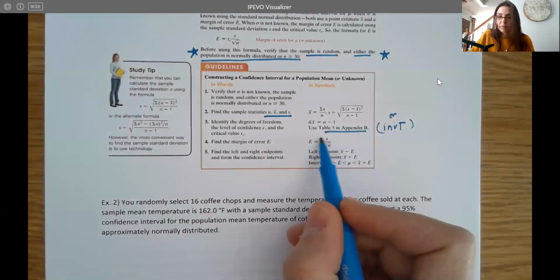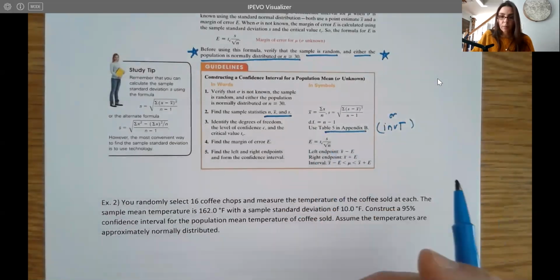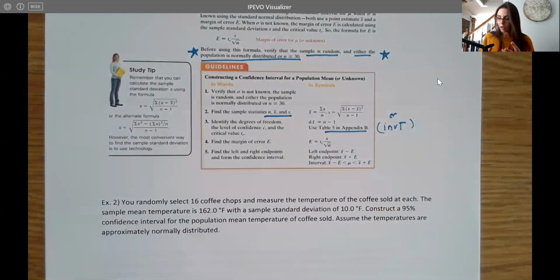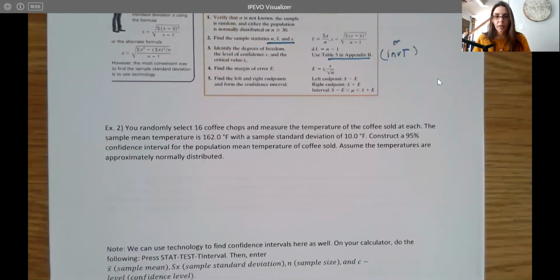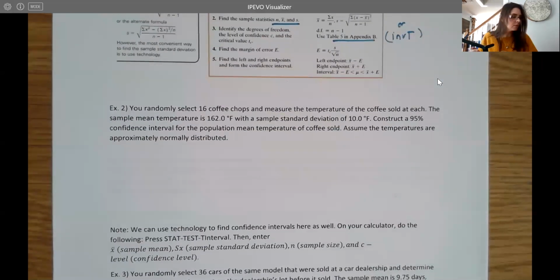We're going to find our margin of error. Notice it's going to be a very similar formula, and then we're going to add or subtract as well. And there is a way to do the interval on the calculator, so I'll show you that after. We'll do it by hand, and then I'll show you how to do it on the calculator too. All right, so get my notes out.